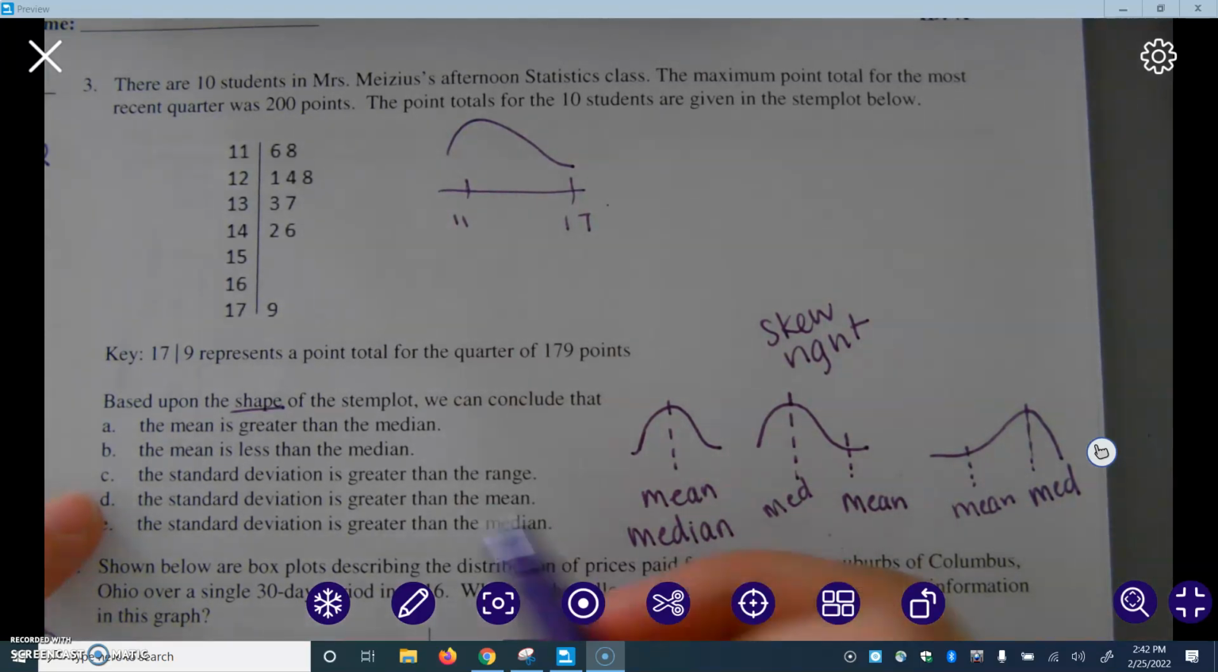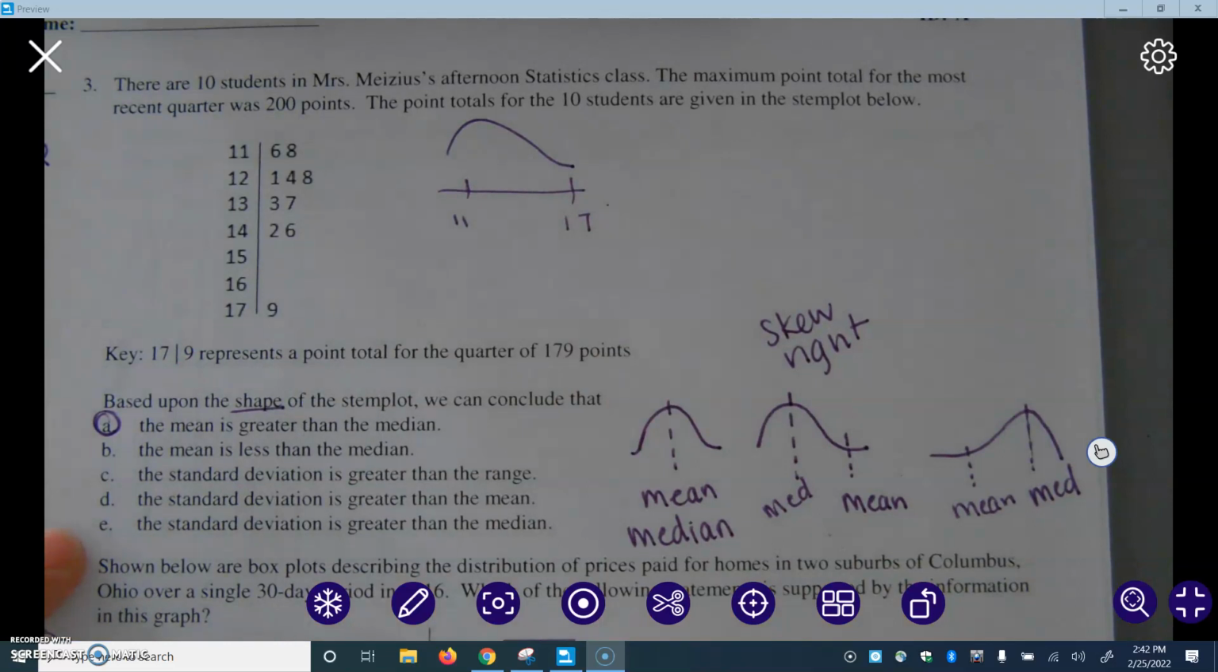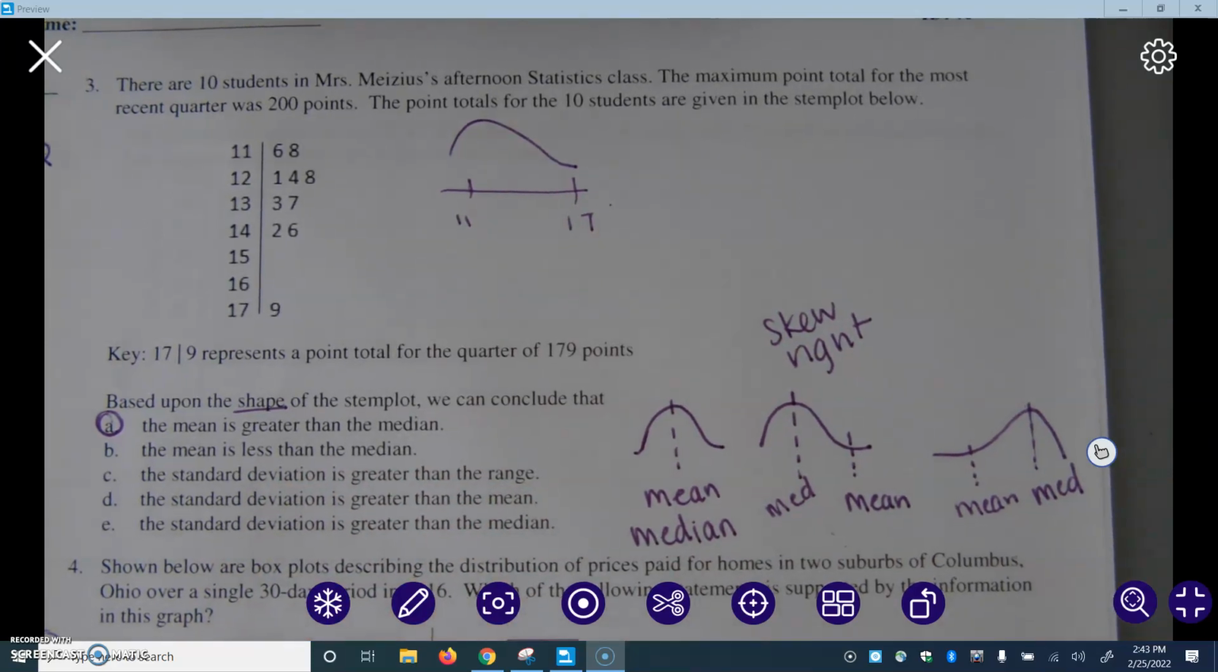All right, so the mean is greater than the median. We would never compare the standard deviation and the mean. We're not going to compare the standard deviation to the median. We could compare the standard deviation and the range, but they don't really tell us the same thing. Standard deviation describes the distance from the mean. Range is just the high minus the low. So we don't typically compare those either.